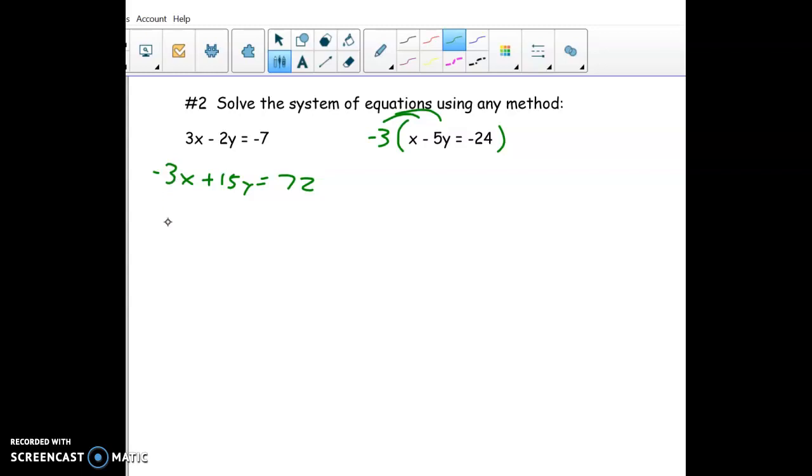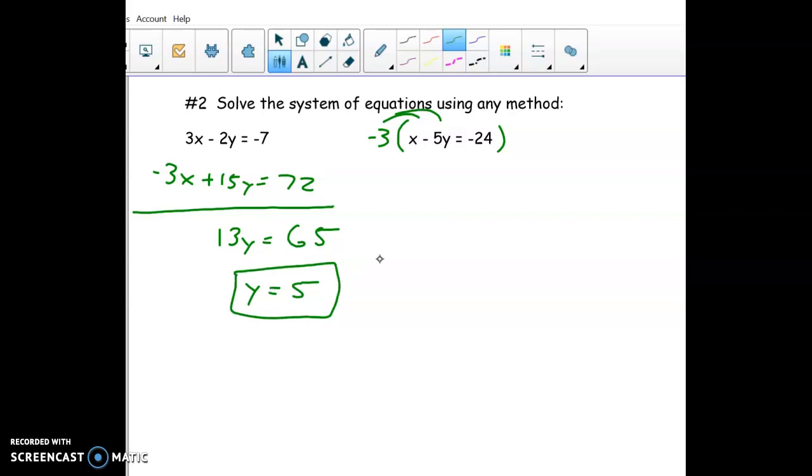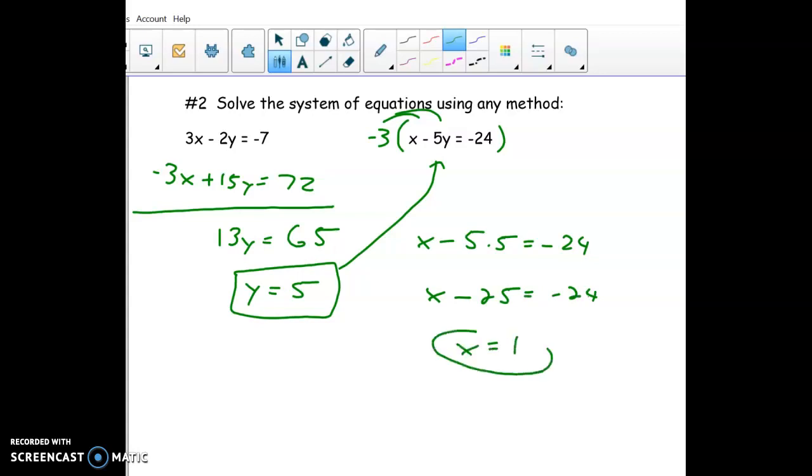And now we can add them together, and it'll come out nice and neat, because those will cancel out, and we'll get 13y. And on this side, we'll get 65. Negative 7 plus 72. Divide both sides by 13, and we'll get 5 for y. All right, now we've got to find x. You can use any equation. Maybe let's plug it into the one over here. So x minus 5 times 5 has to be negative 24. And so multiply 5 times 5, 25. Add 25, and you get 1. So our solution is y is 5 and x is 1.